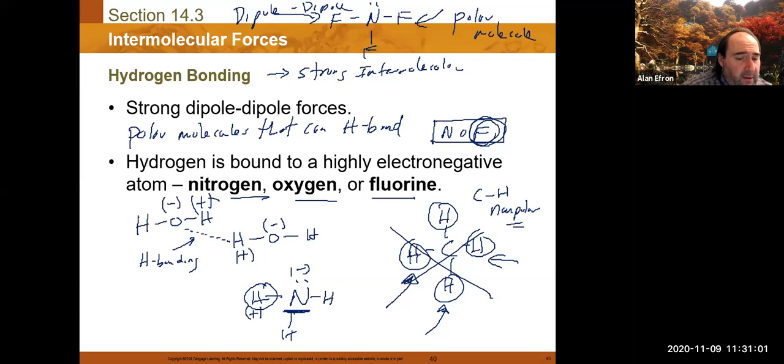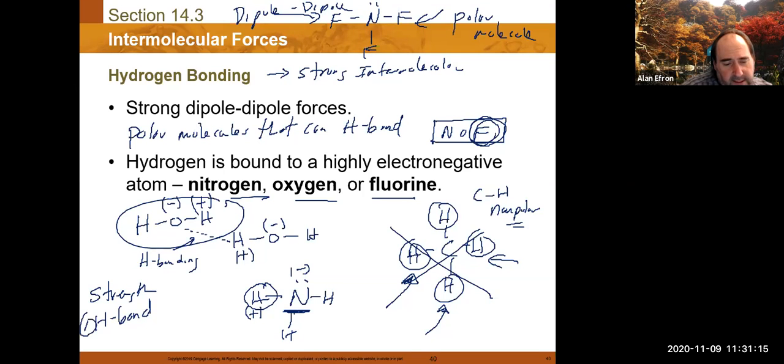While again, something like water, which obviously does have hydrogen attached to an oxygen, can hydrogen bond, it would use hydrogen bonding. So in terms of strength, hydrogen bonding is the first strongest. Dipole-dipole is next. And let's take a look at some of that.